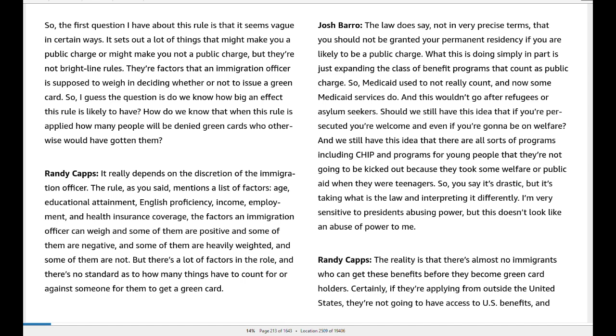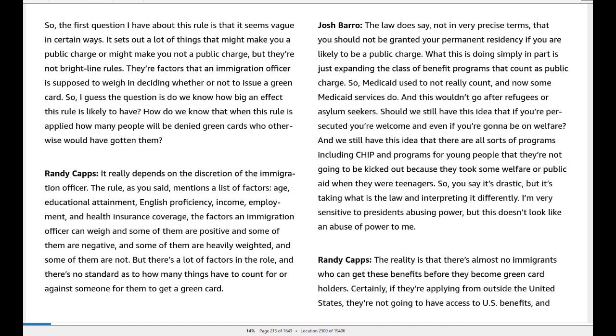Barro: The law does say, not in very precise terms, that you should not be granted your permanent residency if you are likely to be a public charge. What this is doing simply, in part, is just expanding the class of benefit programs that count as public charge. So Medicaid used to not really count, and now some Medicaid services do. And this wouldn't go after refugees or asylum seekers. Should we still have this idea that if you're persecuted, you're welcome, even if you're going to be on welfare?